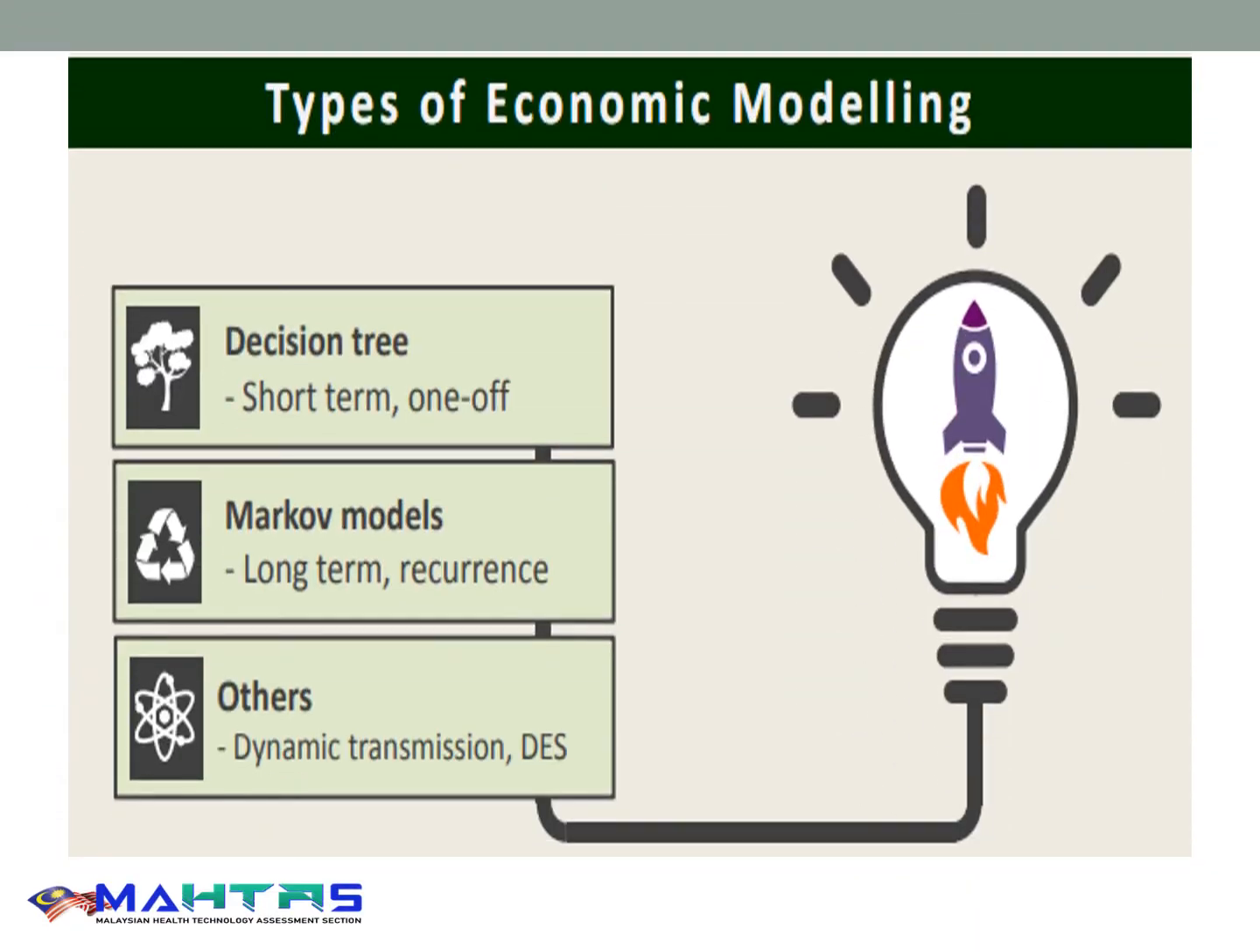Most of the time, we use economic modeling to model the current healthcare situation to decide on the cost and the effectiveness and the other resources that we need in considering implementing the new technology. And here are the different economic models we can do. Decision tree modeling is short-term and one-off modeling. Markov models look into the long-term or recurrent conditions. And definitely we have other more advanced modeling like dynamic transition or discrete event simulations.